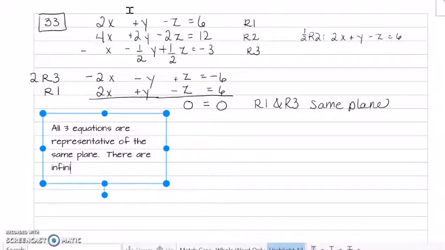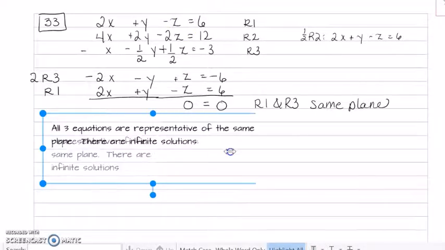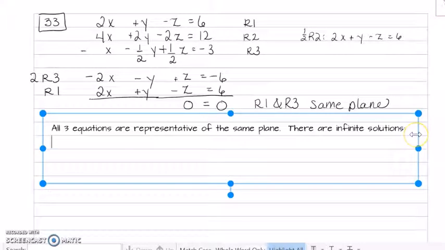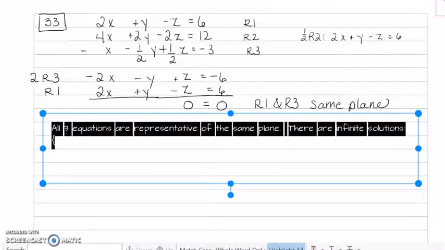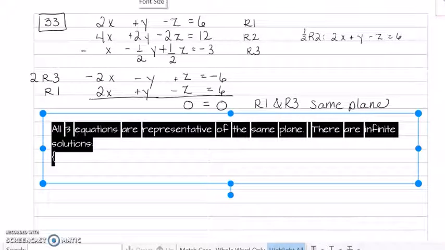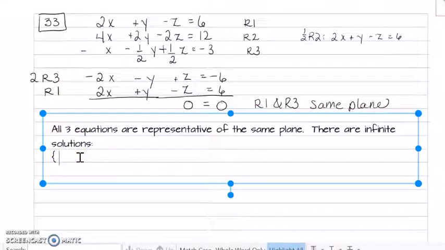There are infinite solutions, and we would write that the curly braces indicate the solution set. The solutions will include any x, y, z pair such that, so you need the vertical line there, fits the equation, and then you pick one that's closest to standard form. So I'm picking row 1 here.